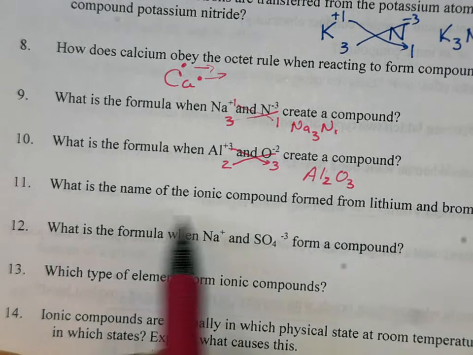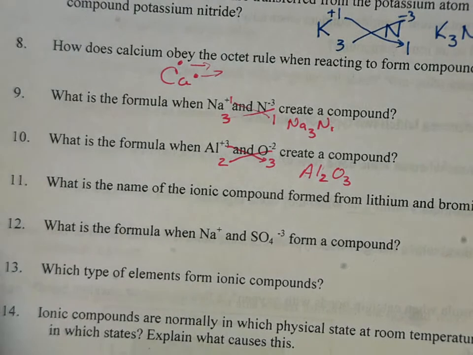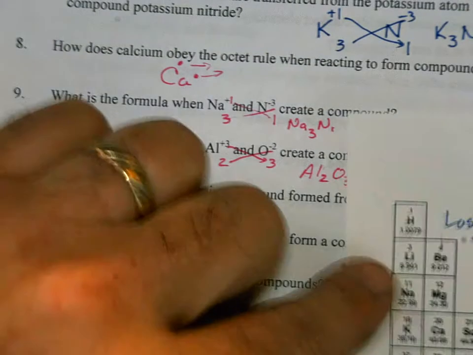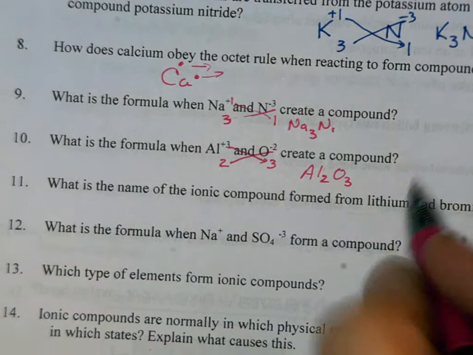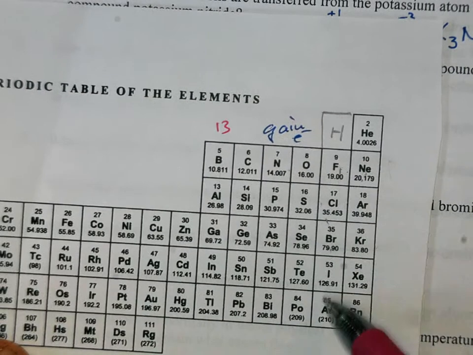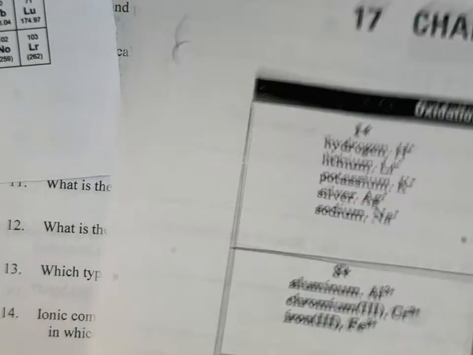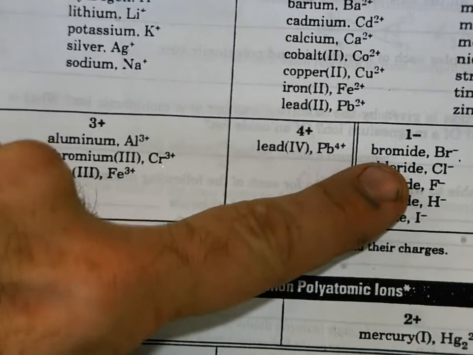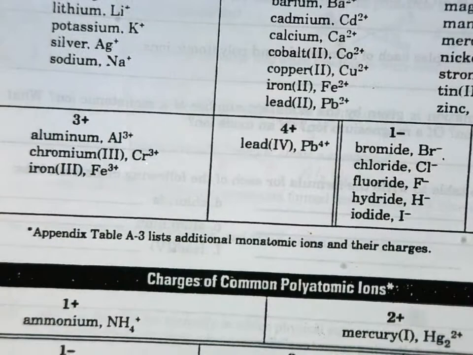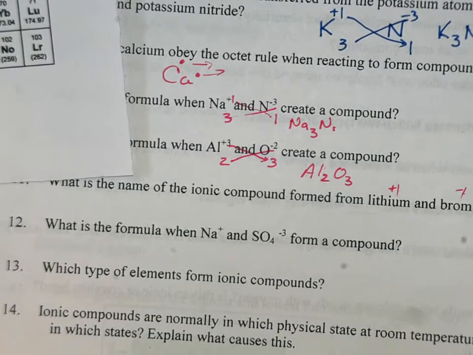What's the name of the ionic compound formed from lithium and bromine? First off, you can look on your periodic table. Lithium is going to have a +1 charge, and bromine is over here. It's a halogen. All the halogens need to gain 1 electron, so they're going to be -1. Or you could double check on your chart: lithium +1, and bromide -1. But they may not be on that list, so you need to know how to find them on the periodic table. They both have a charge of 1.